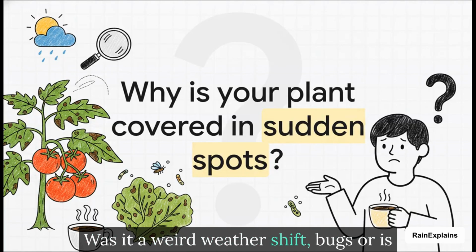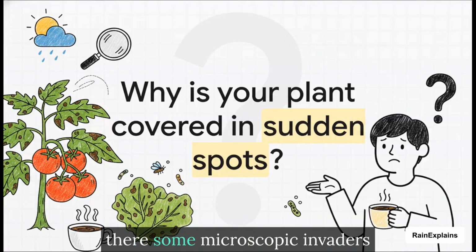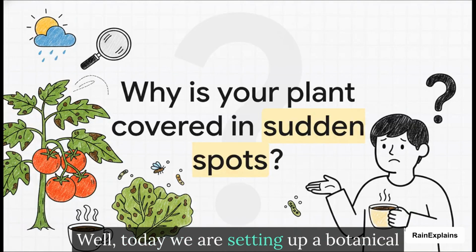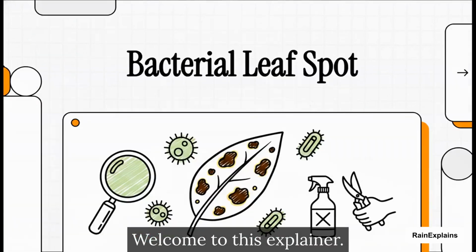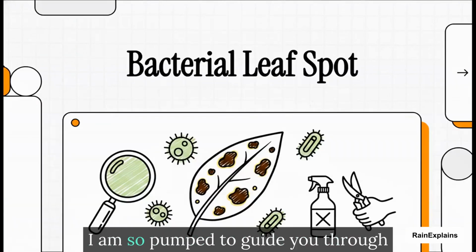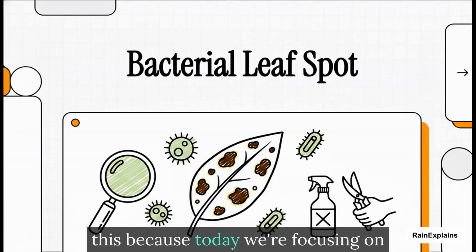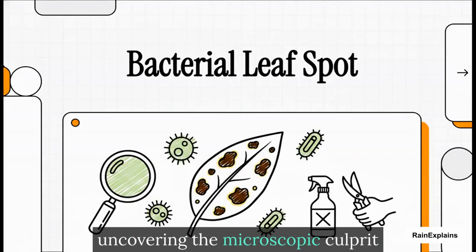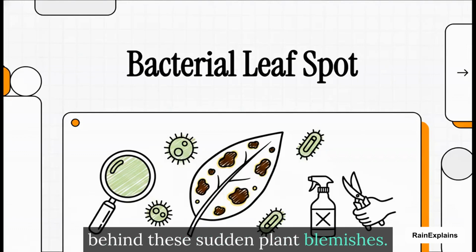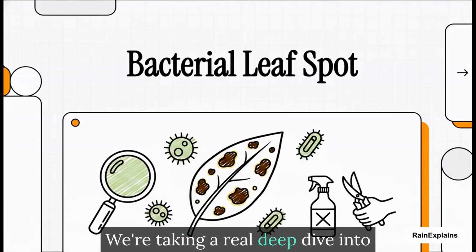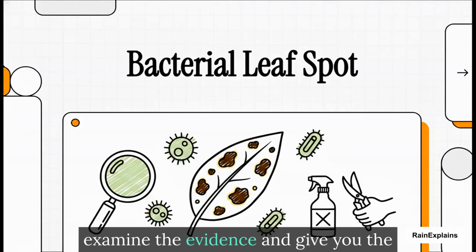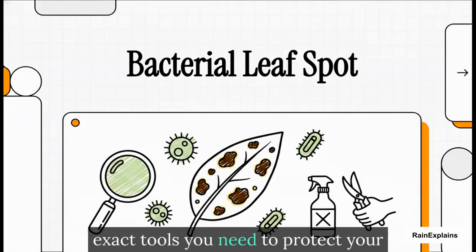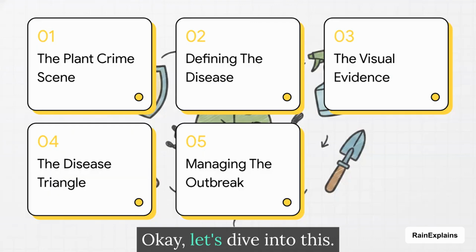Was it a weird weather shift, bugs, or are there some microscopic invaders secretly taking over your garden? Well, today we are setting up a botanical detective story to find out exactly what's going on. Welcome to this explainer. I am so pumped to guide you through this because today we're focusing on uncovering the microscopic culprit behind these sudden plant blemishes. We're taking a real deep dive into bacterial leaf spot. We're going to break down the science, examine the evidence, and give you the exact tools you need to protect your plants. Okay, let's dive into this.